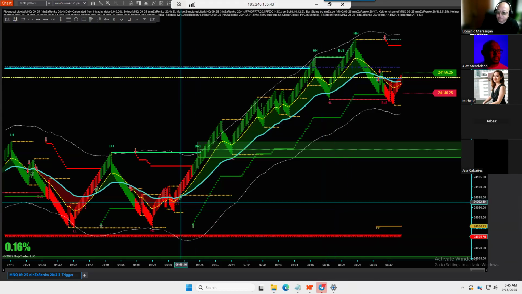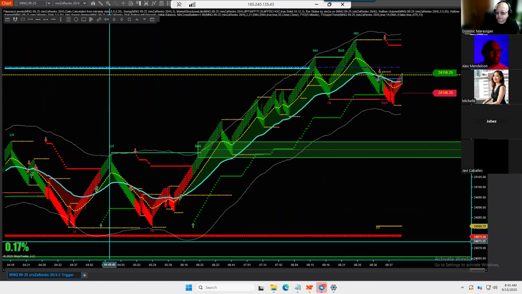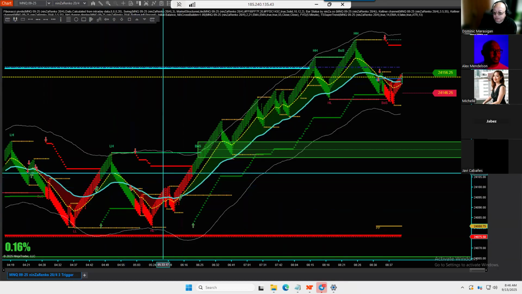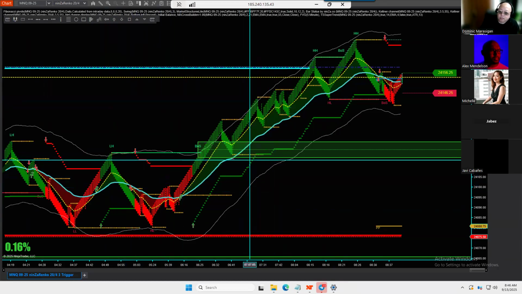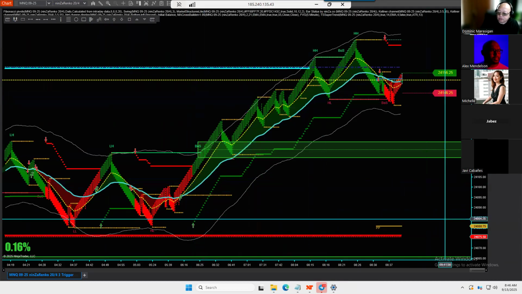So you have a lot of confluence. You have the 21 EMA where you see the cloud is green. You have the green super trend indicator, so it's green. You see the bounce off here. We had a push, then we had a pullback into the fair value gap, and bounced off. So that's what it looks like.